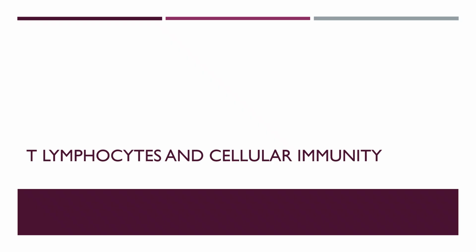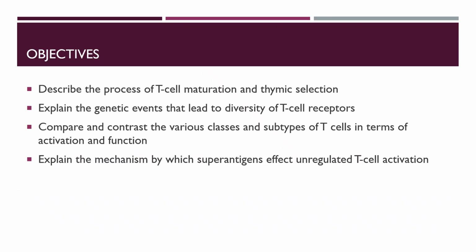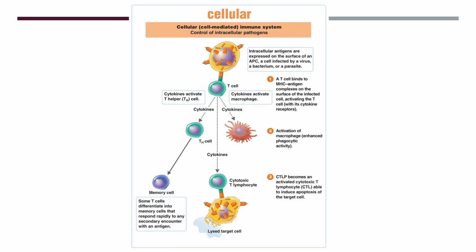A little about T cells and cellular immunity. Again, our objectives. All right, just kind of showing you all of the different kinds of T cells that we have. We've got more kinds of T cells than we did B cells. With B cells, we basically just had two kinds. But when we start talking about, I'm sorry, I meant humoral. When we start talking about T cells, there's a lot of different flavors of T cells.